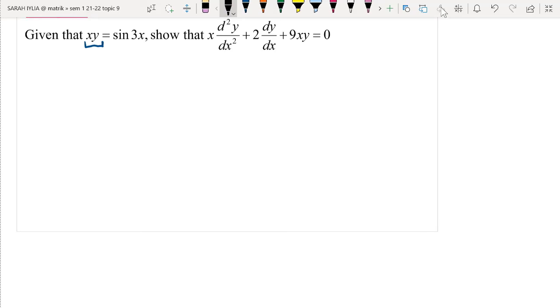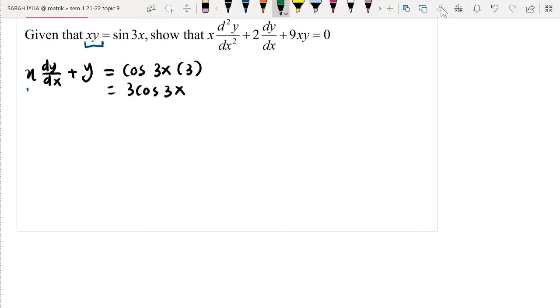So, dia akan jadi u v prime. So, x dy dx plus v u prime. So, plus y equal to differentiate sin 3x. We get cos 3x times 3. Okay, boleh susun sebagai 3 cos 3x. Okay, ini kita baru settle first derivative. Soalan nak second derivative. So, differentiate lagi sekali yang ada.